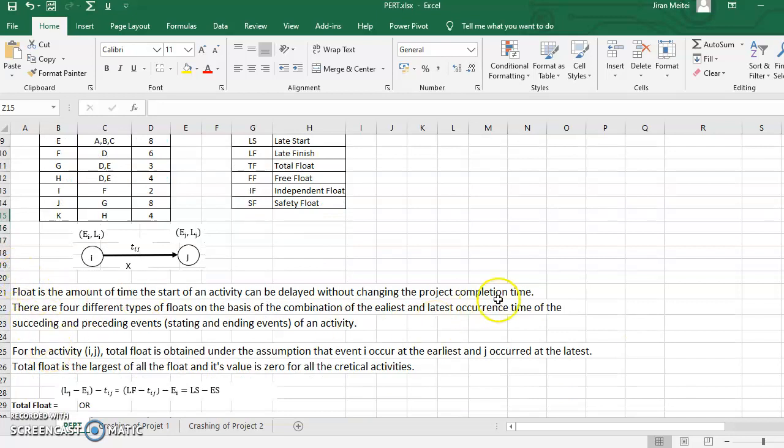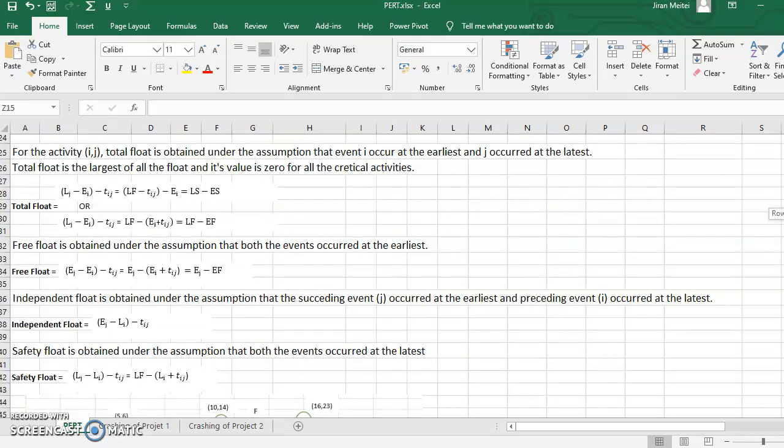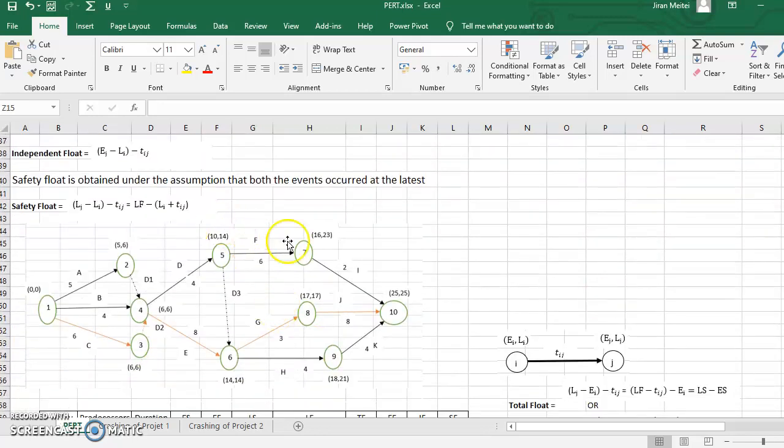The float of an activity is the amount of time an activity will have for a delay start without you actually disturbing the project completion time. Say for this example, if you talk about the float of this particular activity F, then it's the amount of time this activity F will have for a delay start without you disturbing this 25. This is the meaning of a float.